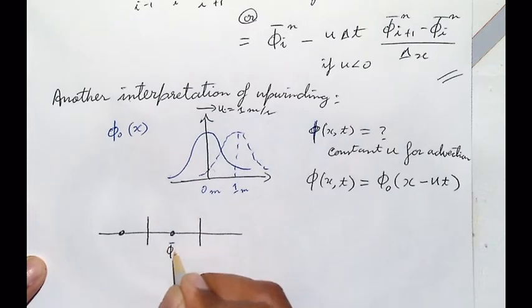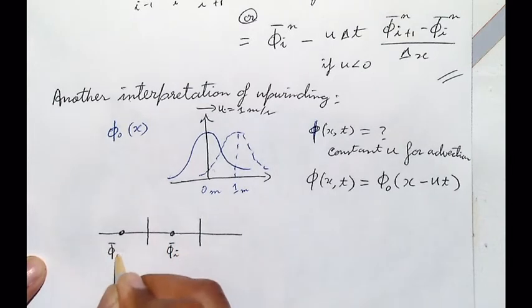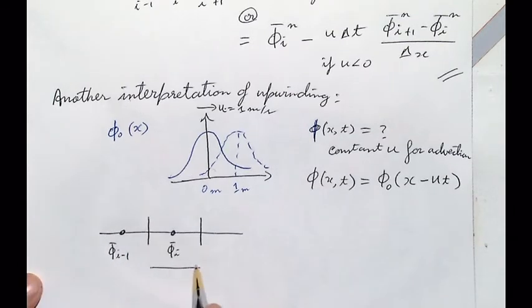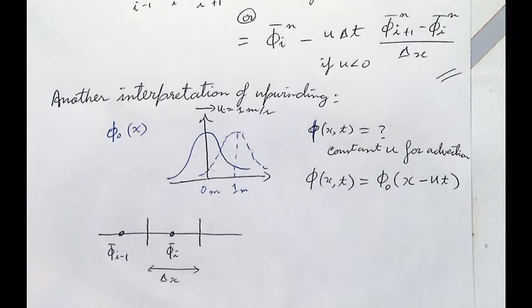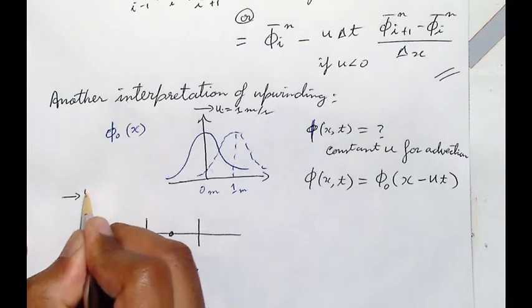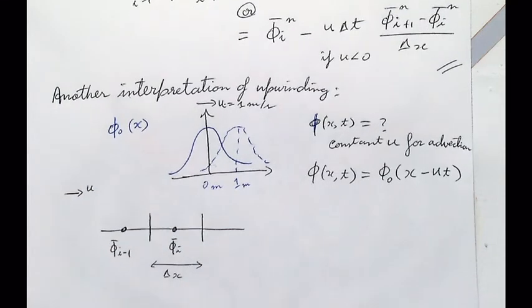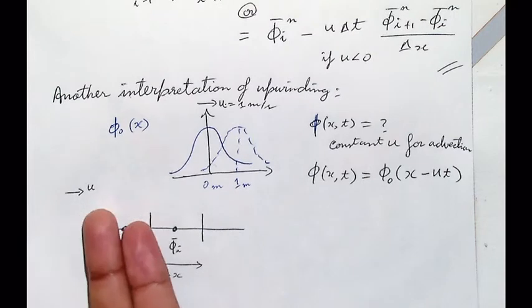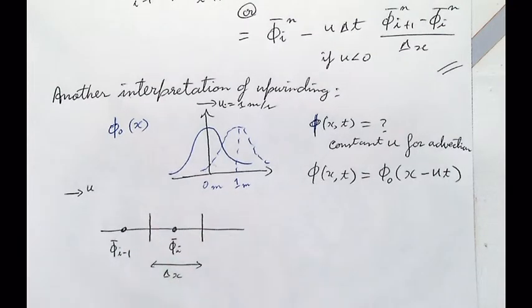This is phi bar i minus 1, and this is delta x. If we say that u is positive and constant for this case, what is going to physically happen to the stuff from the cell to the left and the stuff from the cell to the right? They're both going to advect. Yeah, they're both going to get shifted towards the right.